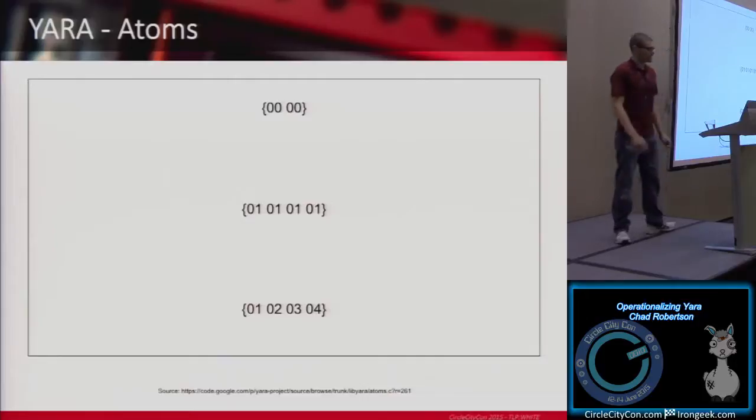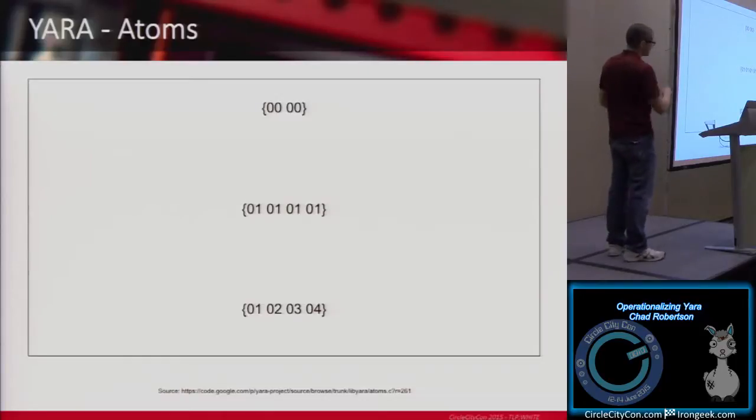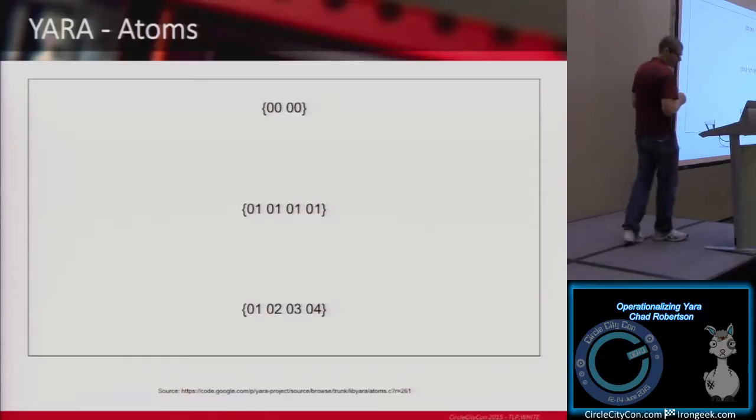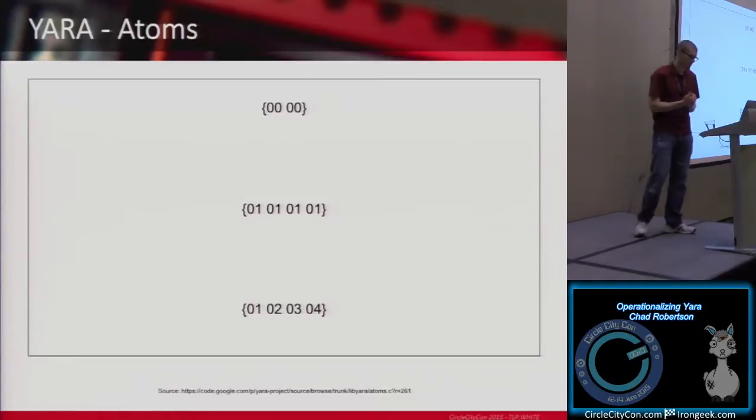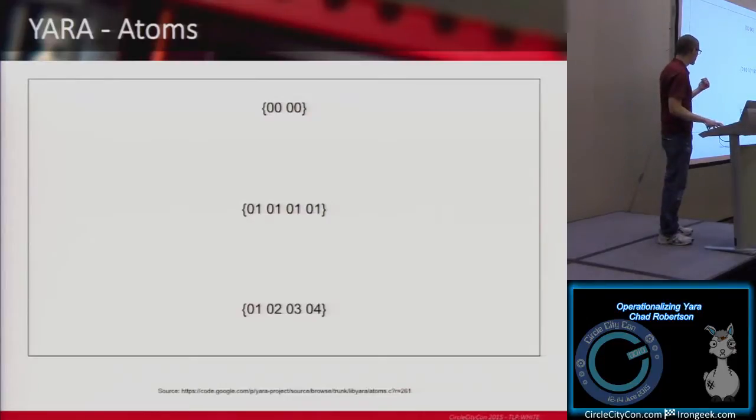So which is optimal? What's an optimal atom to use for YARA to get the most efficient rule? The top one's a very poor atom because the quality of an atom depends on some characteristics, including its length, number of zeros, and the number of unique distinct bytes. Atom 00 is very low quality because it's only 2 bytes long and both bytes are zeros. Atom 01010101 is better, but still not optimal. And then 1, 2, 3, 4 would be an optimal atom.